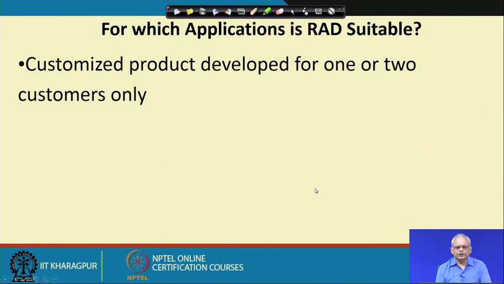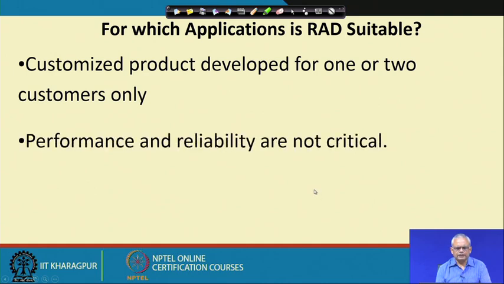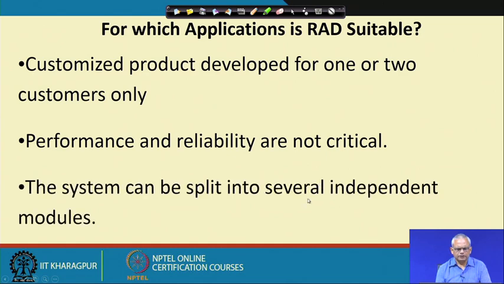The RAD model is suitable for software that is developed for one or two customers, that is customization. Here, since the design is not so structured, the code quality is not so great, so the project should not have performance and reliability at a premium. It is also not suitable for very small software. Software should be able to split into several independent modules.